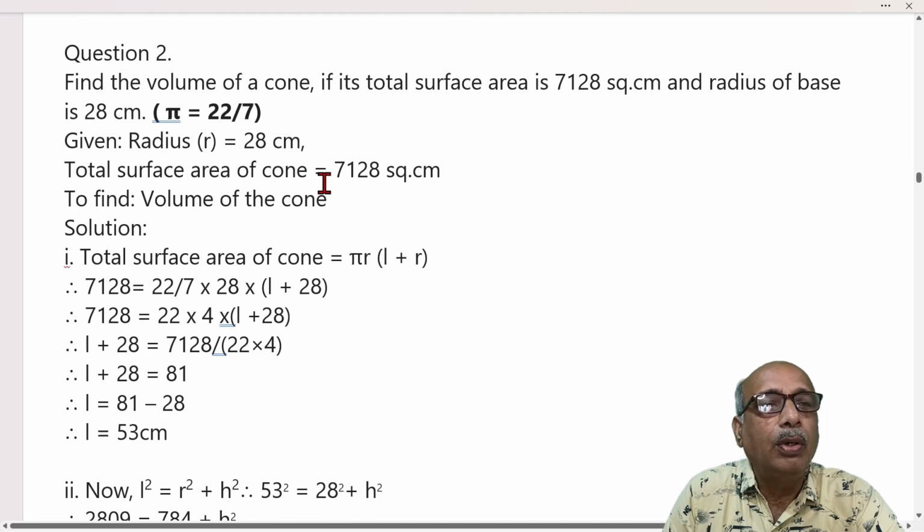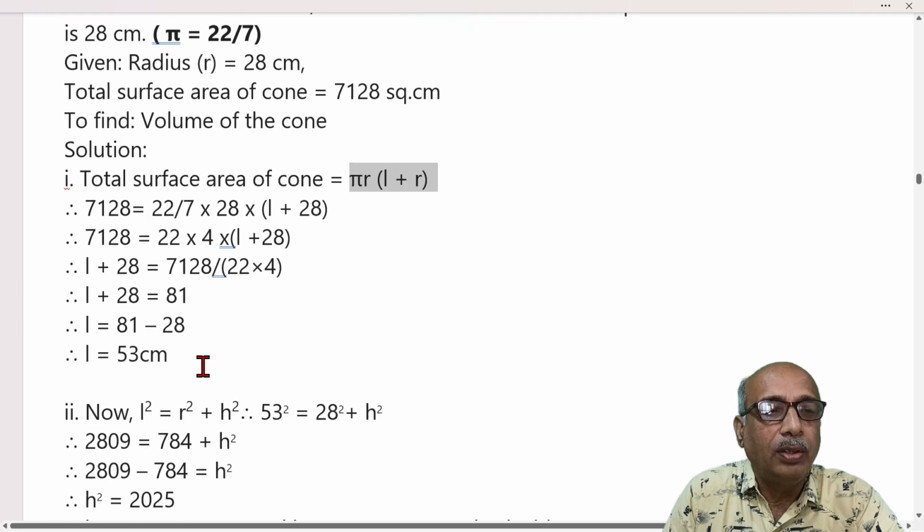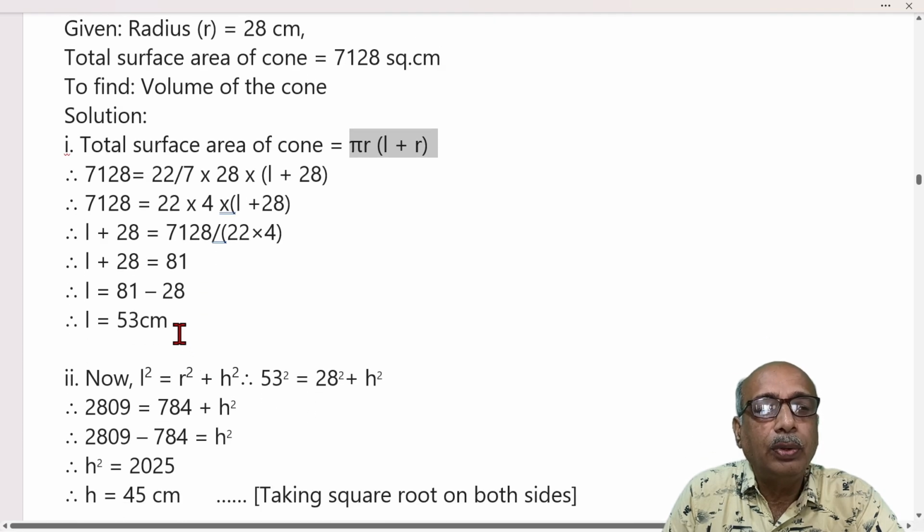Question 2. Find the volume of a cone if its total surface area is 7128 square centimeter and radius of the base is 28 centimeter. Here the value of pi is 22 by 7. Total surface area of the cone equals pi r into (l plus r). Substitute the values here and simplify. Your calculations are more important. So l equals 53 centimeter.